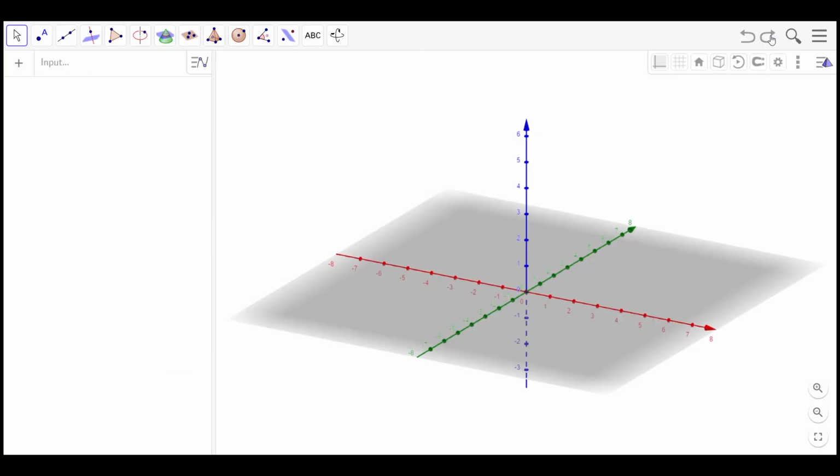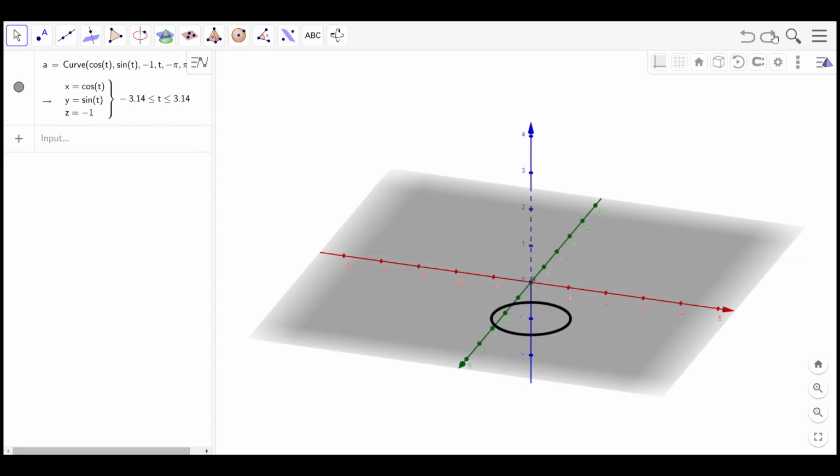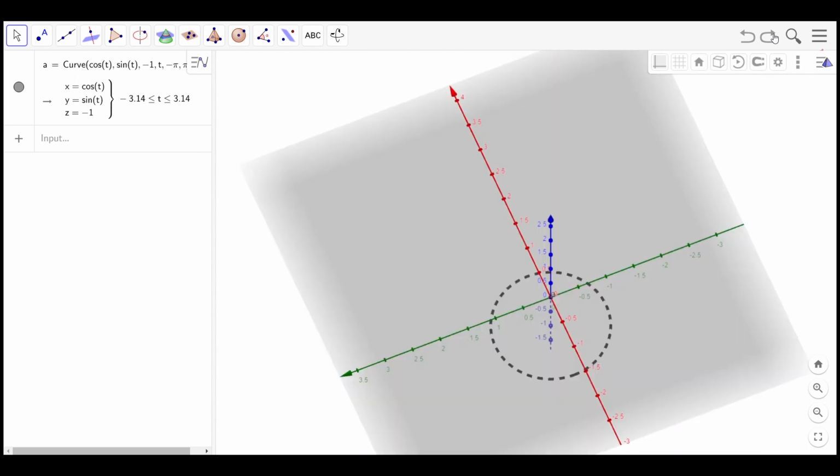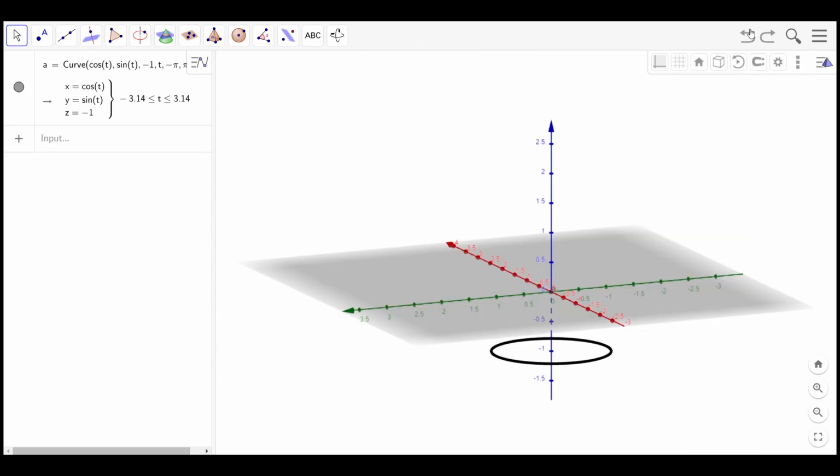Now we can illustrate our problem using GeoGebra. First we plot the curve r of t is equal to cos t i plus sin t j minus k. You know that it is a circle shifted down 1 unit along the z axis. So this is that curve. Input the point P naught, you know that it is 1 by root 2, 1 by root 2, minus 1. So that is this point P naught.